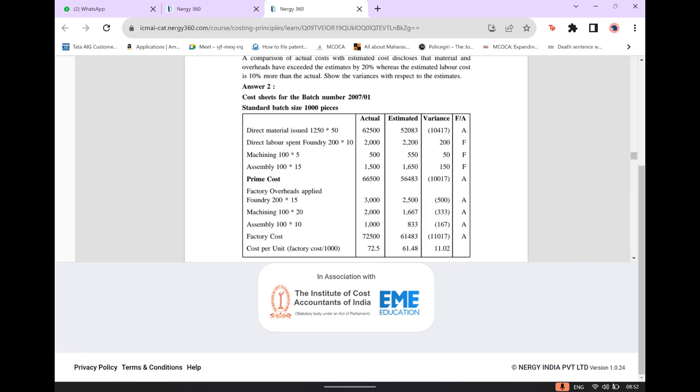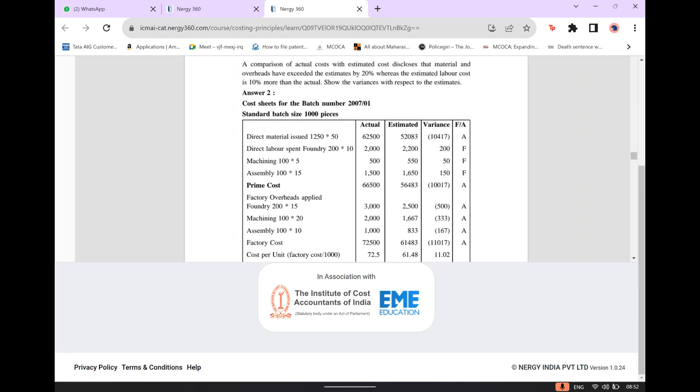When you go for direct labor, you have 2000 as the actual. They have said the expected labor cost is 10% more than the actual. So 10% of 2000 is 200, giving 2200. Here it is an easy calculation. My estimated is more than my actual. So I am able to have a lesser cost than the estimate. So it is a favorable variance.